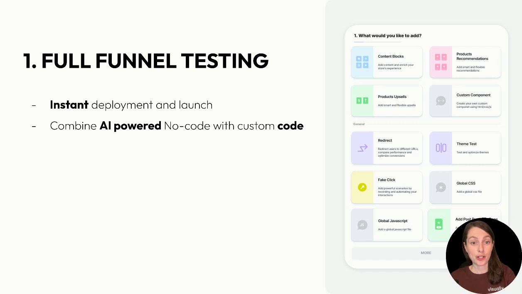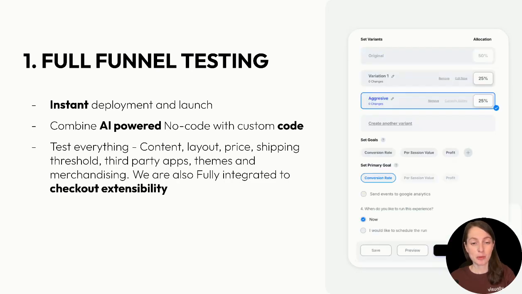Use our AI visual editor for speed, or dive deep with code-level control. Visually makes it easy to move fast and go deep. You can test everything: inline modifications, content, themes, pricing, shipping threshold, third-party apps. We're even fully integrated to checkout extensibility.